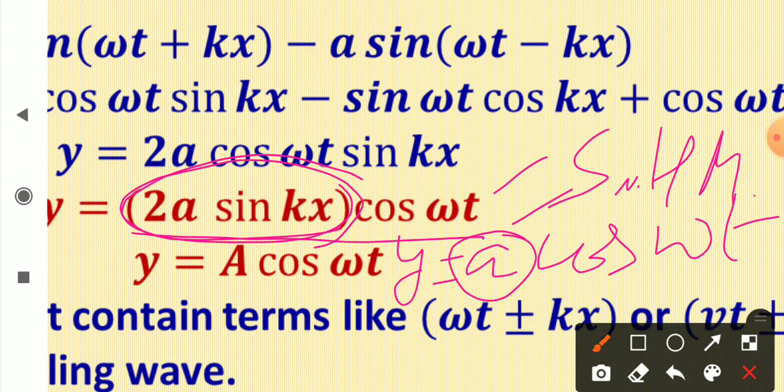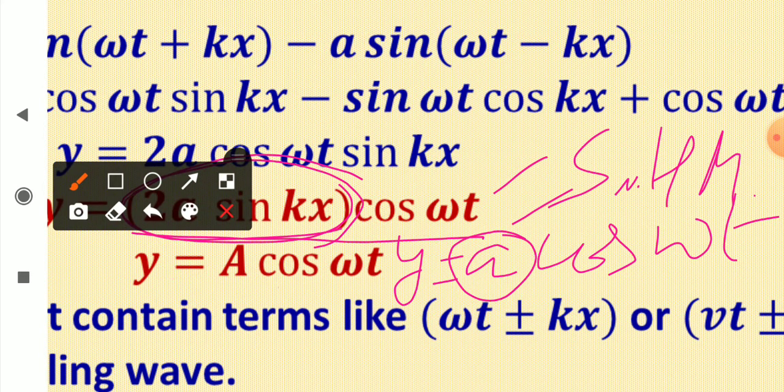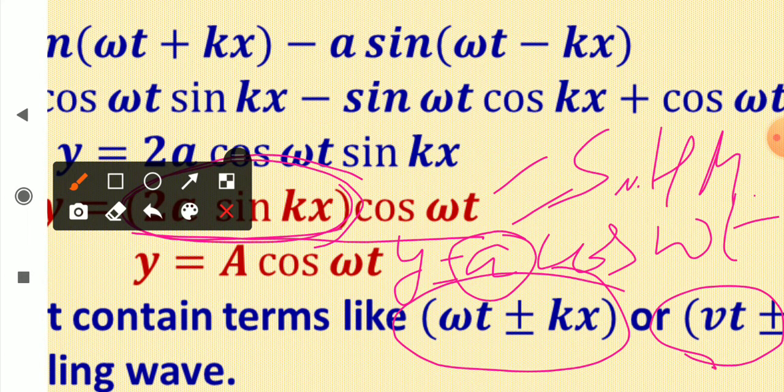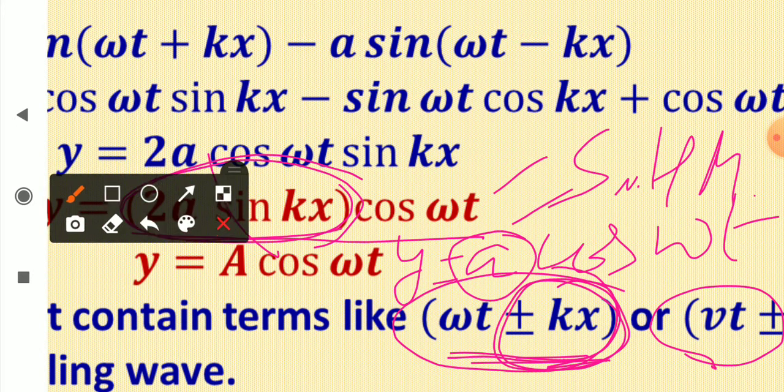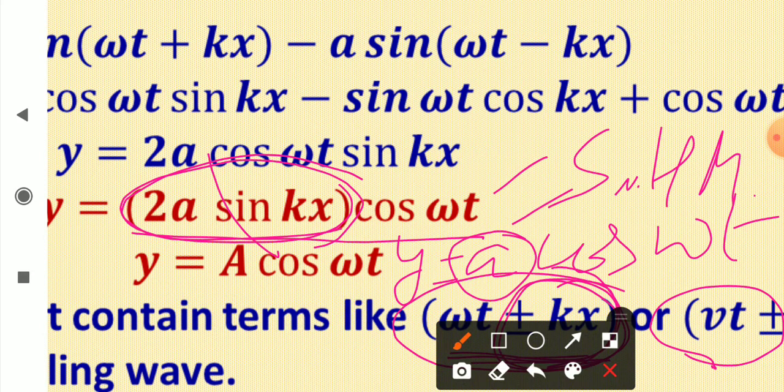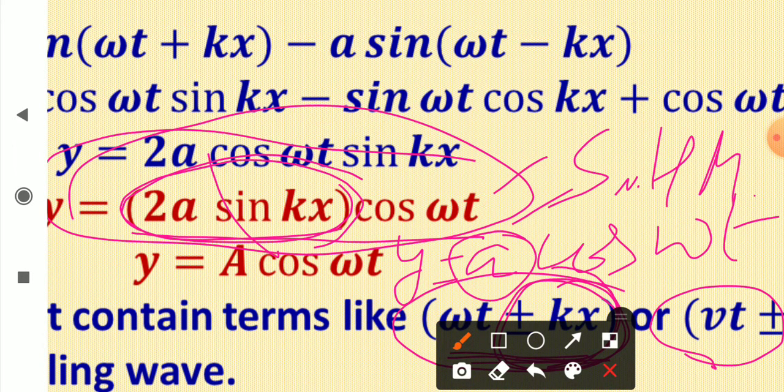Now here you can see that the equation does not contain terms like omega t plus minus kx or vt plus minus kx. तो ओनली ट्रेवलिंग वेव्स कंटेन दीज टर्म्स. जो वेव एक्स एक्सिस के अलॉन्ग ट्रेवल करती है उसमें ये प्लस माइनस के एक्स और वी टी प्लस माइनस के एक्स वाली टर्म्स आती हैं. तो दैट मीन्स दिस वेव इज नॉट ट्रेवलिंग एनीवेयर एंड दिस इक्वेशन इज रिप्रेजेंटिंग अ स्टेशनरी वेव.